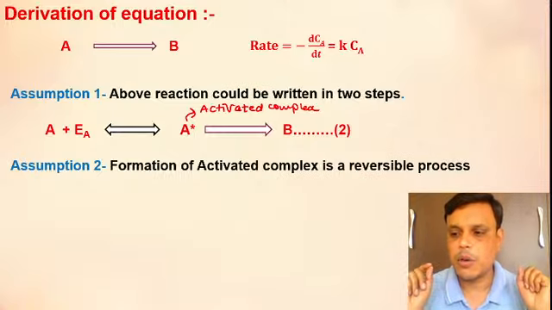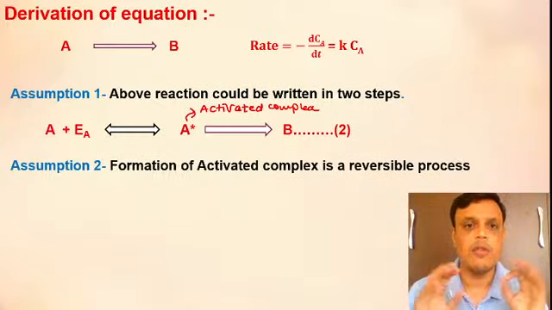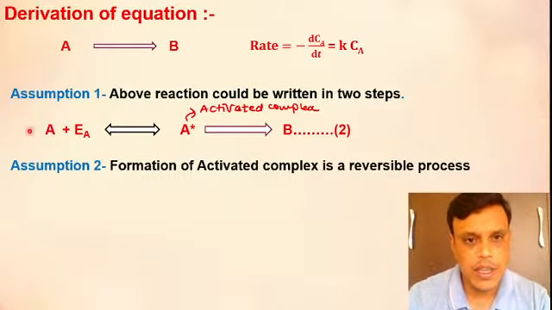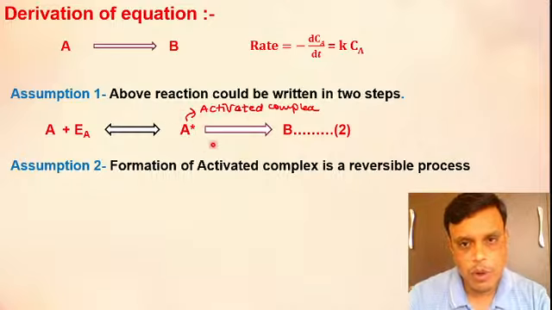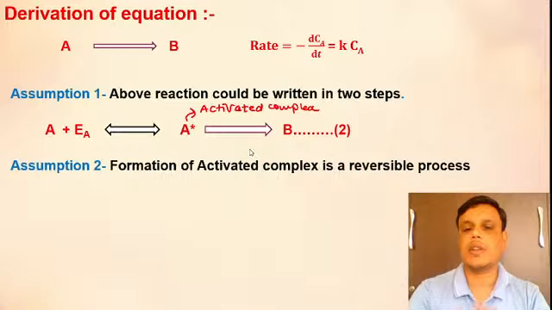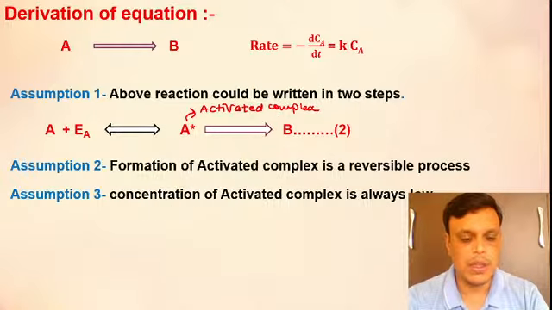What is assumption number 2? Formation of the activated complex is a reversible process. Very simple assumptions are there. And if you see here, activated complex to the product, it is not a reversible process. Activated complex to the product, it is not a reversible process. Okay, then assumption number 3.